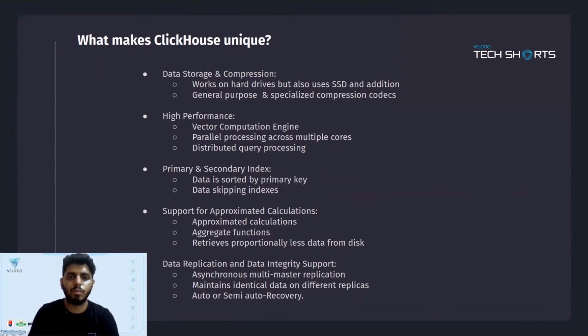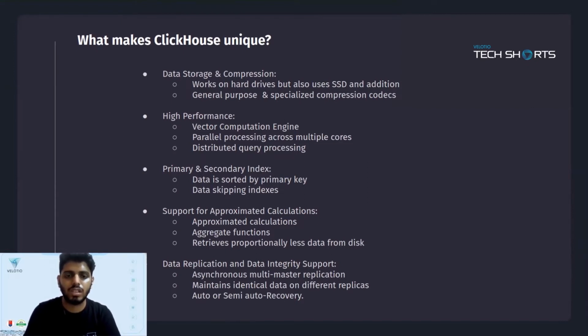ClickHouse allows parallel processing across multiple cores, and it also supports distributed query execution. Data is sorted by primary key in ClickHouse, and it also supports secondary indexes. Secondary indexes, or data skipping indexes, enable ClickHouse to skip reading significant chunks of data that are guaranteed to yield no matching values, which reduces reads and hence improves query performance.